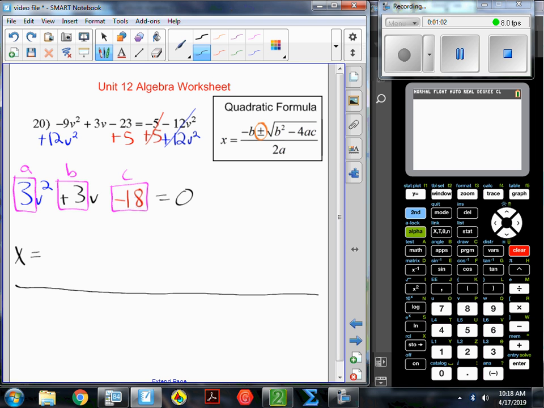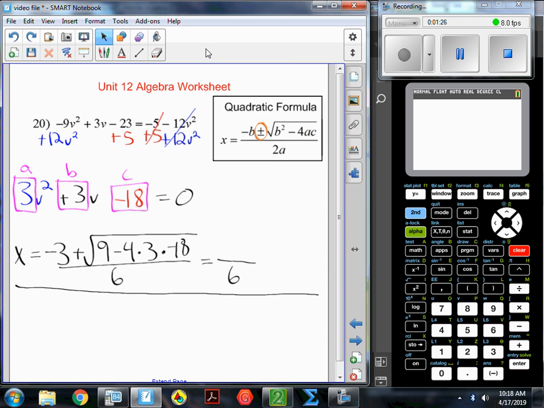So x is equal to negative b, which is the opposite of b, so negative 3, plus the square root of b squared, which is 9, minus 4 times 3, which is a, times c, which is negative 18, all divided by 2 times a. 2 times a is 6. So that's going to give me something over 6.